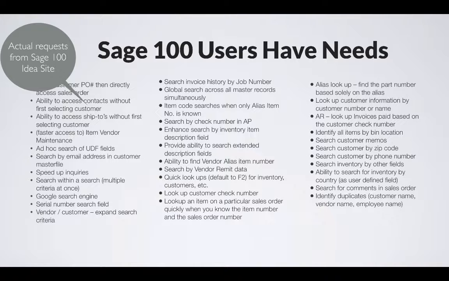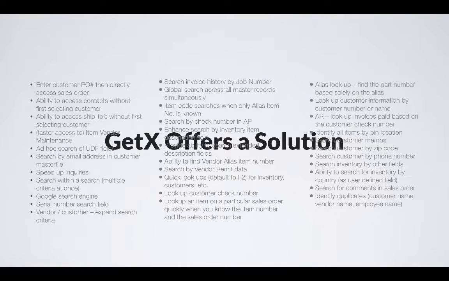So this is a list of about 35 different types of search enhancement requests that have been entered into the Sage idea system that, if we look at this in the totality of things, if we have a global search, then we can solve those kinds of problems. And that's what GetX can do. And we're going to see that in a product demonstration today.